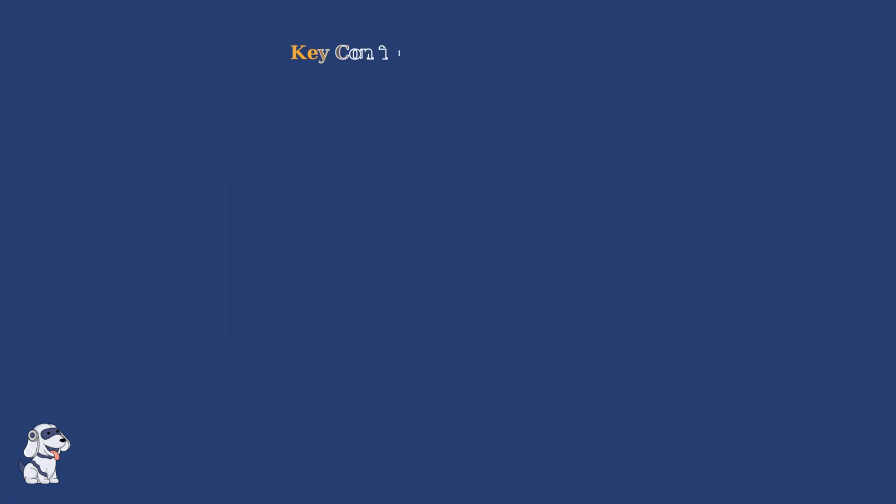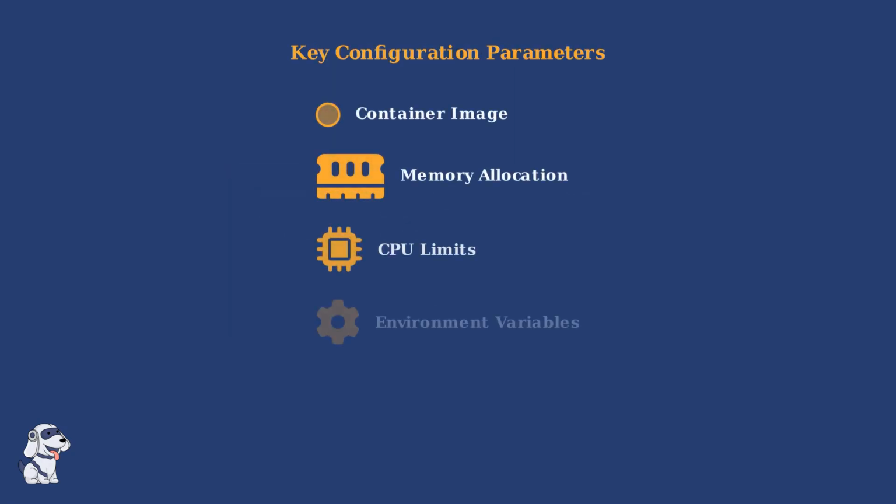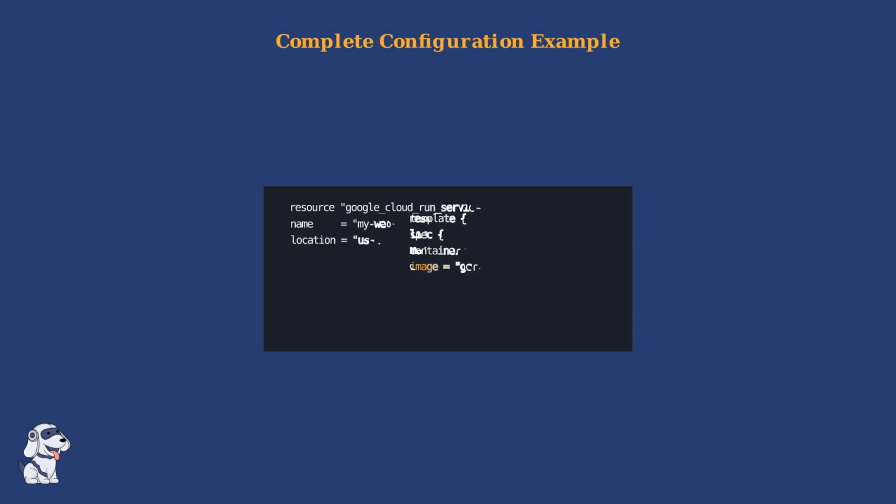The Cloud Run service configuration includes several key parameters. We need to specify the container image, memory allocation, CPU limits, and environment variables. Let's examine each of these components. Here is a complete Cloud Run service configuration that demonstrates all these parameters working together. Notice how the container specification includes the image, resource limits, and environment variables in a structured, readable format.